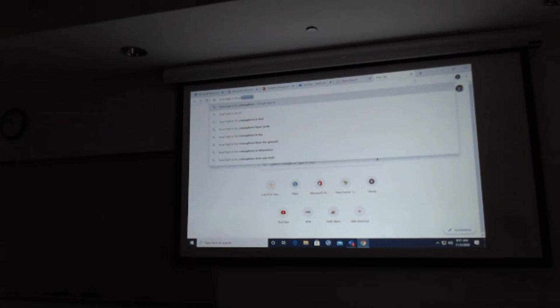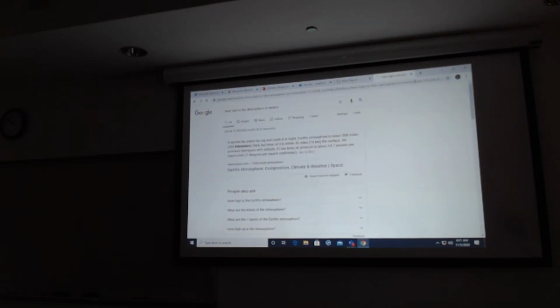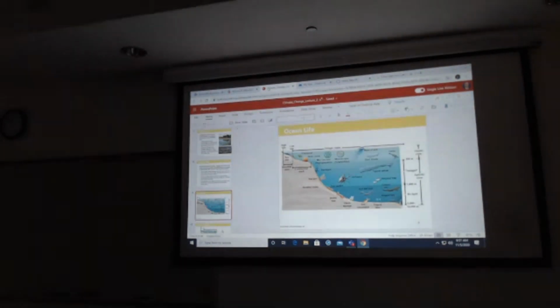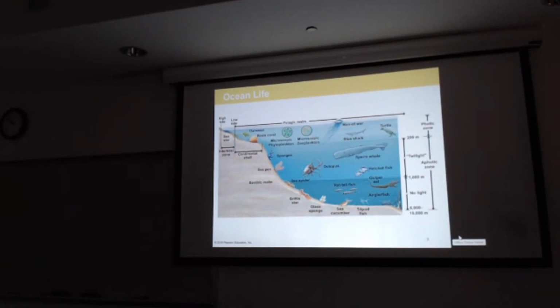How high is the atmosphere? What is the maximum height of the atmosphere? Most of it is within 10 miles of the surface. 16 kilometers, 16,000 meters. So yeah, it's definitely higher than the ocean is deep, but not by an order of magnitude. Okay, so the troposphere is only like that. Yeah, I guess that's it.